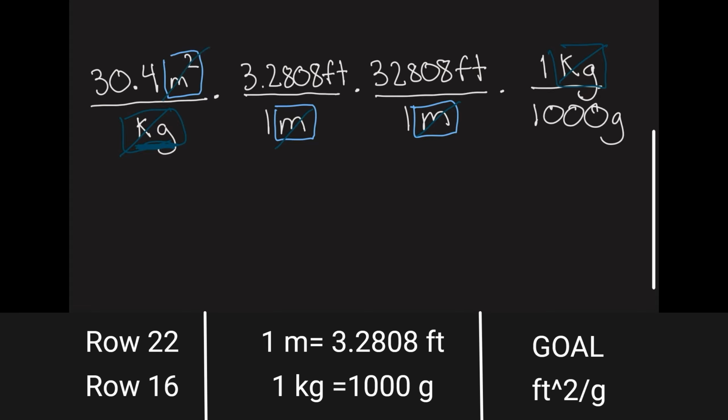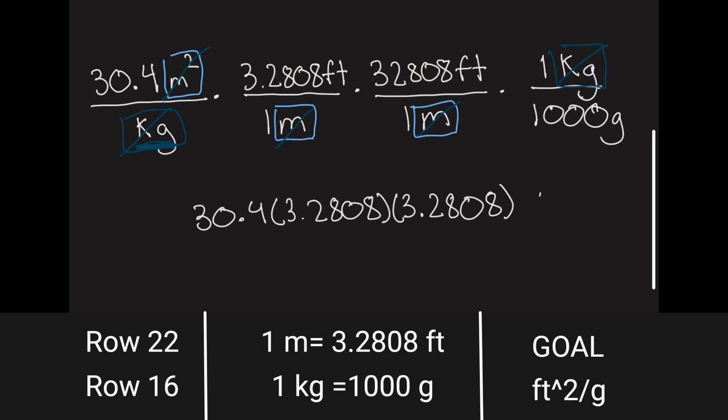And again, now I have my kilograms canceling each other out, and the meters cancel each other out, and so I'm left with exactly what I want, which is going to be the feet squared in the numerator and the grams in the denominator. So we have 30.4 times 3.2808 times another 3.2808 times 1, we have our feet squared, divided by, we have a bunch of ones until we get to the 1,000 for grams.